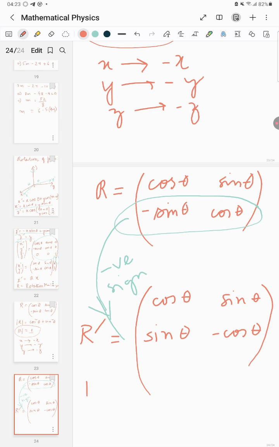So finding its determinant would make us know that its determinant is nothing but minus cos square theta minus sin square theta. So the determinant of R prime, that is the determinant of the reflection matrix, is nothing but minus 1. So the determinant of the rotation matrix was plus 1, and the determinant of the reflection matrix is minus 1. So this is all we have to remember.